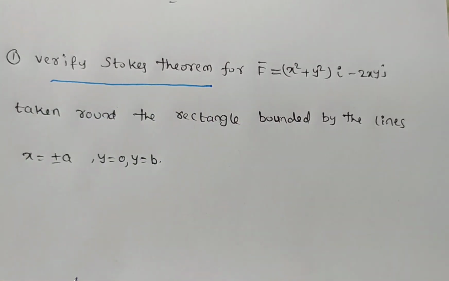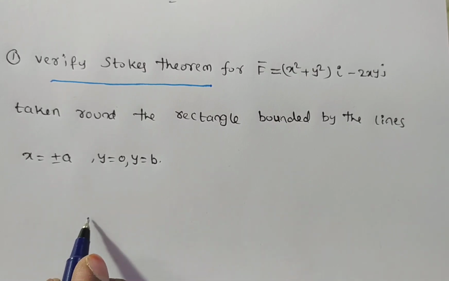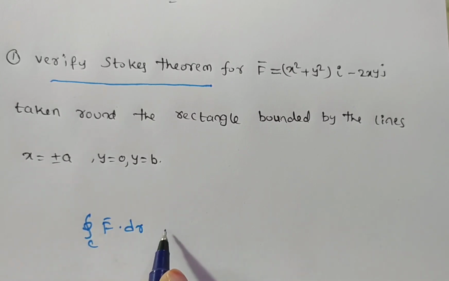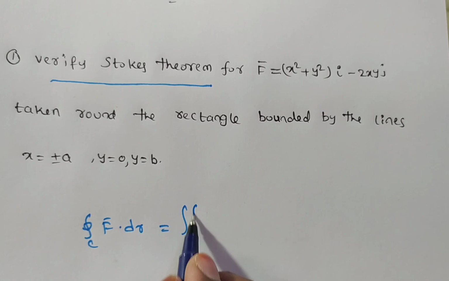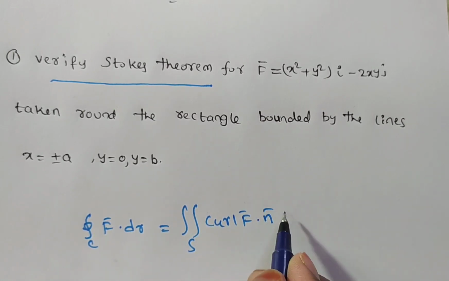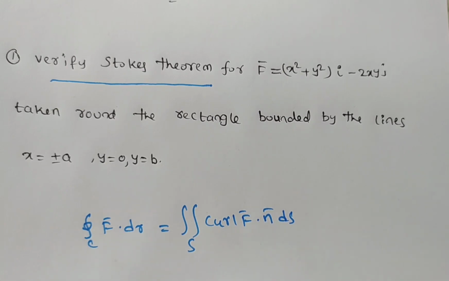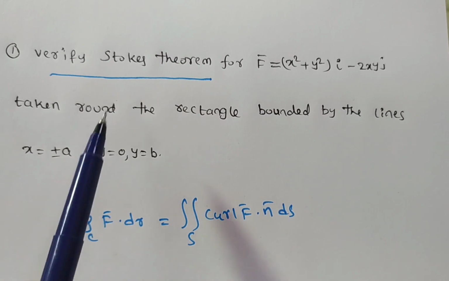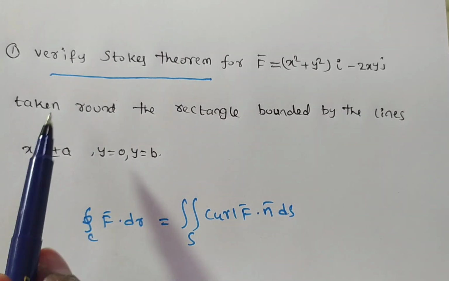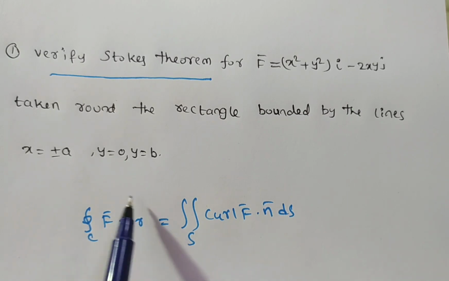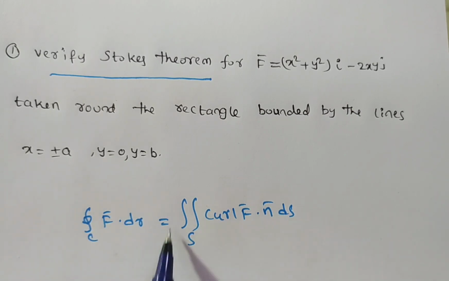What is the Stokes theorem statement? We have a formula for the Stokes theorem: integral over C of f bar dot dr bar is equal to double integral over S of curl f bar dot n bar dS. Friends, this is the statement of the Stokes theorem. Here they are given to verify Stokes theorem. Verify means we have to prove LHS is equal to RHS.